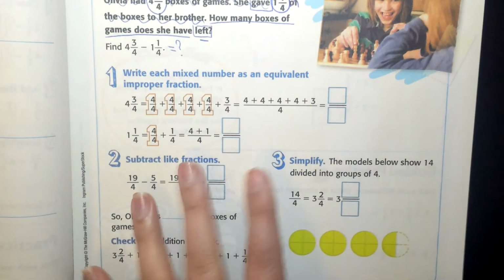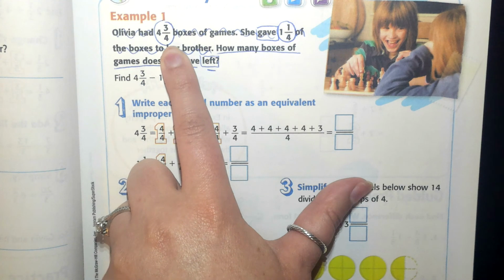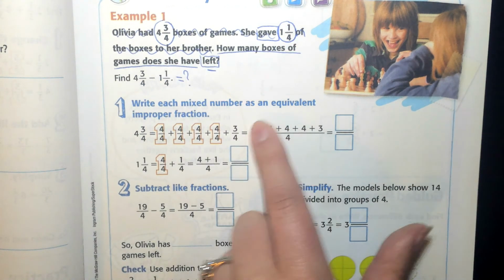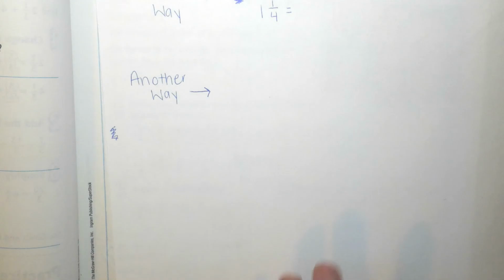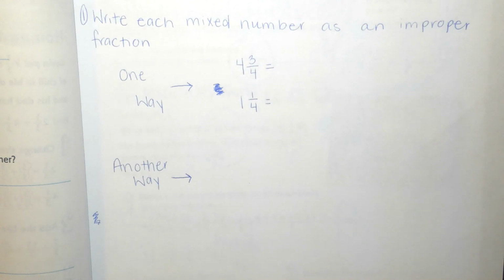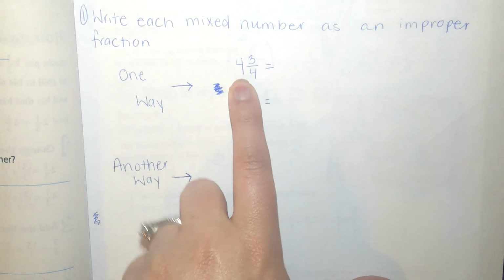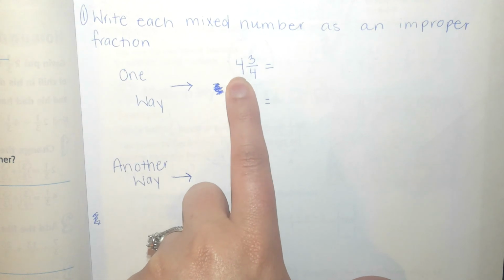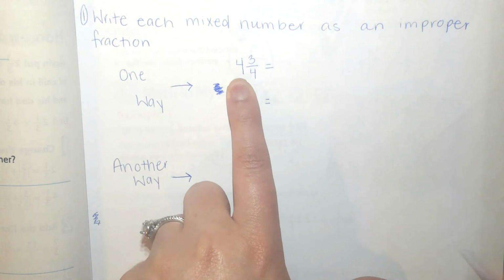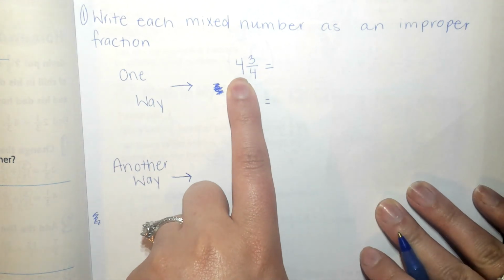Okay, so again, my first step is to write each mixed number, so 4 3/4 and 1 1/4, as an equivalent improper fraction. So my book shows me one way, and I have that same strategy written down right here. Okay, so write each number as an improper fraction. So one way I can do that is by taking the whole in my mixed number and rewriting each of these wholes as fractions. So I have 4 wholes in this mixed number. So how do I write this as a fraction?